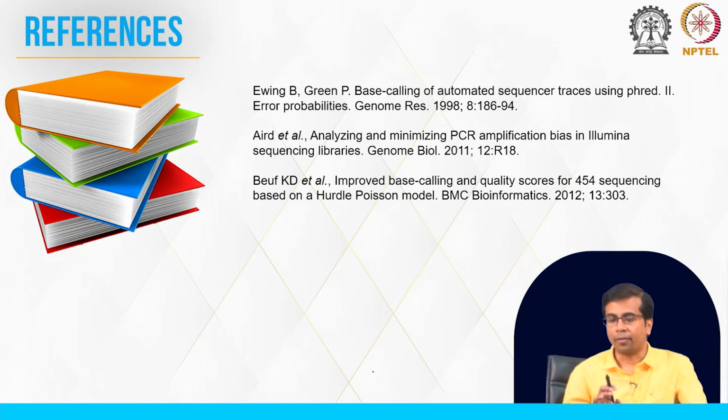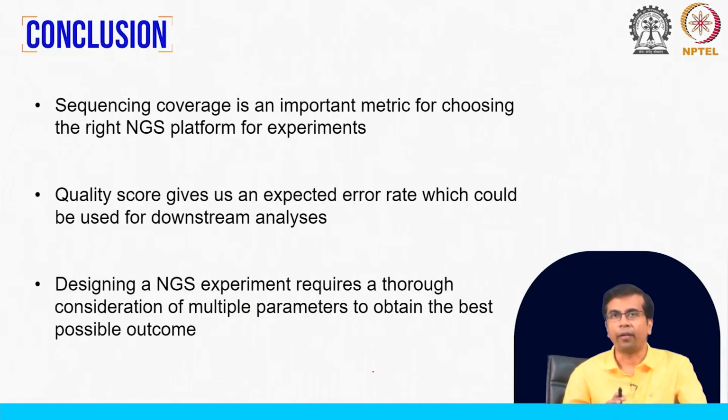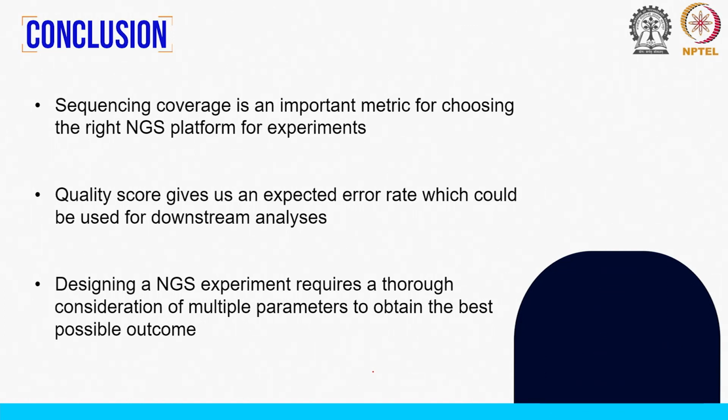Okay, so that concludes our discussion. These are the references that we have used, and just to conclude, we discussed that sequencing coverage is an important metric for choosing the right NGS platform. You can play around with read length, coverage, etc., and decide on the right platform. The quality score we have discussed gives us an expected error rate which could be used for downstream analysis. We will incorporate these quality scores later on in subsequent classes and see how that is important. And finally, we talked about NGS experiment design.